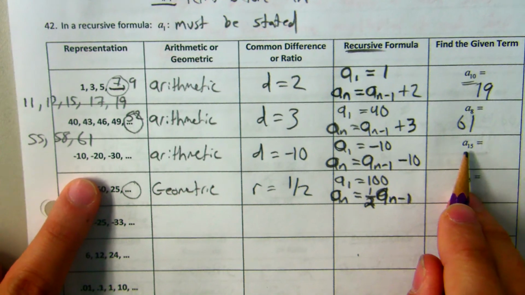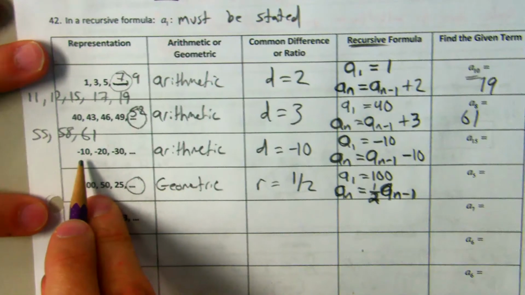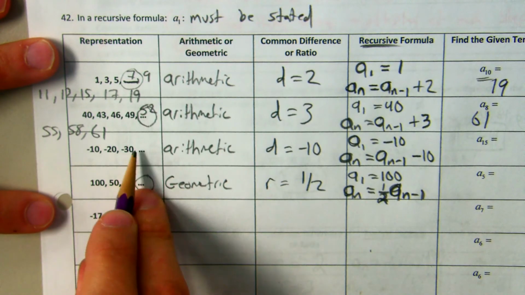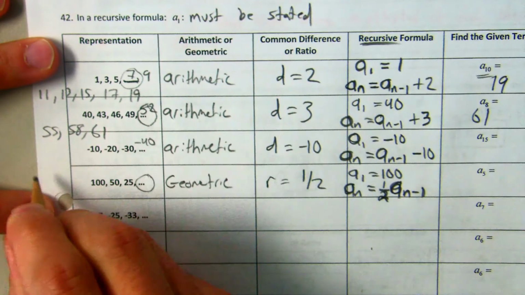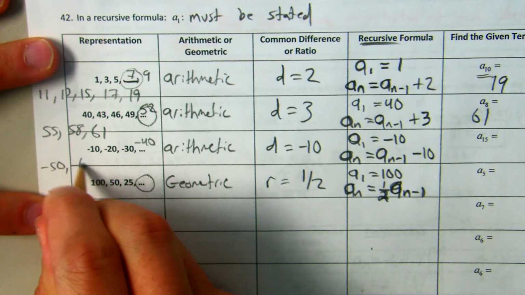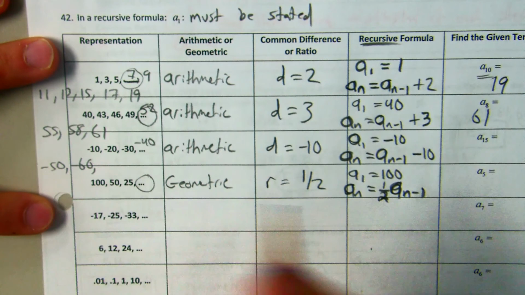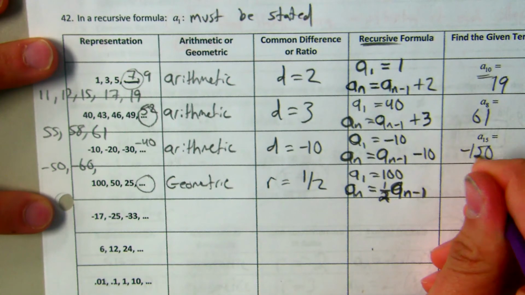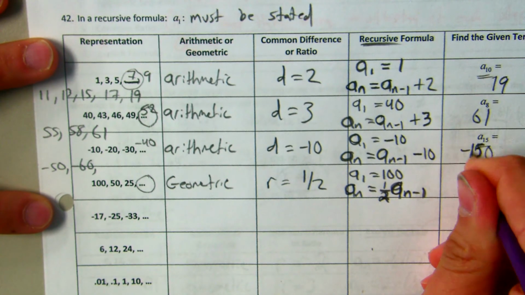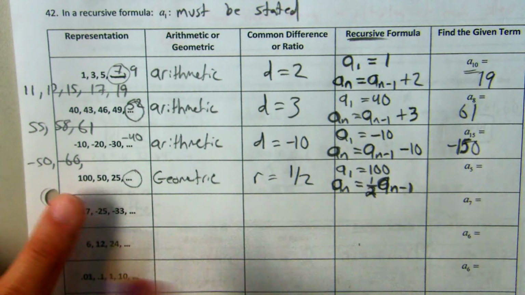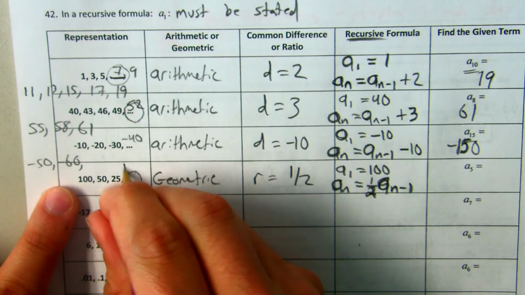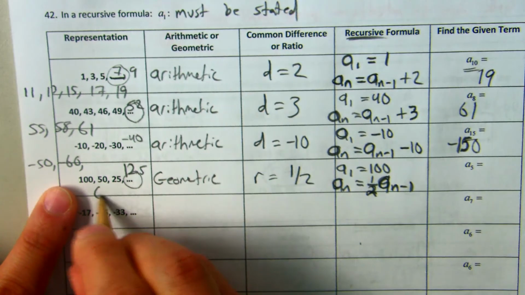I'm going to find the 15th term. Maybe you don't actually have to count to 15. You might see a little bit of a pattern here. First term, second term, third term, fourth, fifth, sixth, and then you say, wait, it's just going to be negative 150. Fifth term, first, second, third, fourth, fifth.